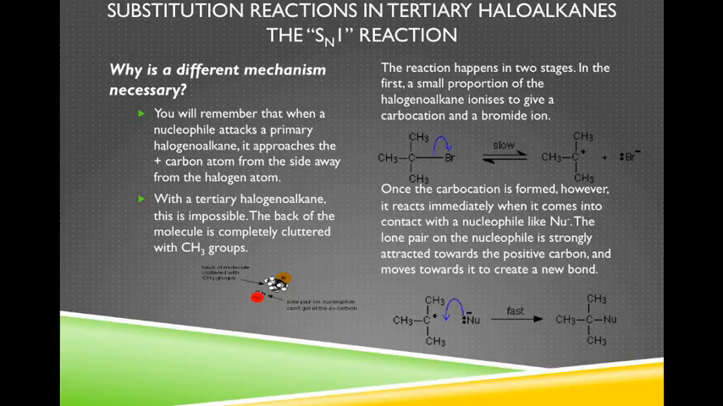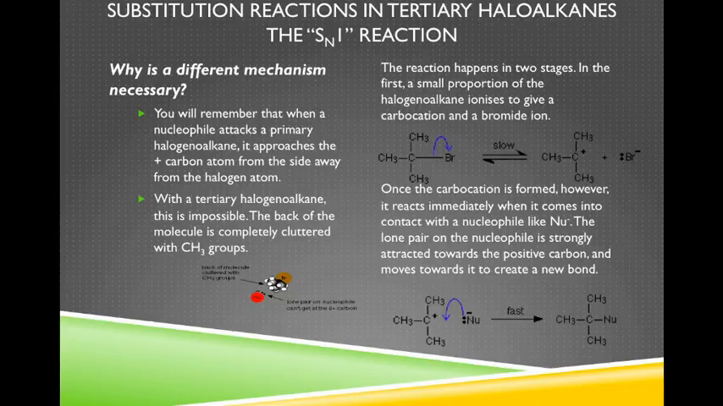Now, the same thing does not happen in tertiary haloalkanes. What's the difference between a primary haloalkane and a tertiary haloalkane? In a tertiary haloalkane, there are more carbon atoms blocking the ability of that nucleophile to get to where the carbon is in order to have an SN2 reaction. In chemistry talk, we call this sterically hindered. In simple English, the back of the molecule is cluttered with CH3 groups.